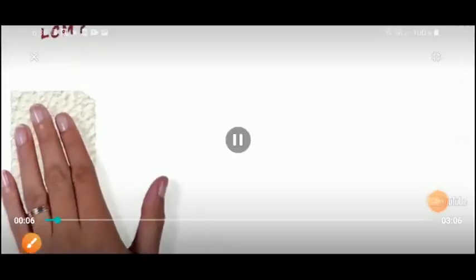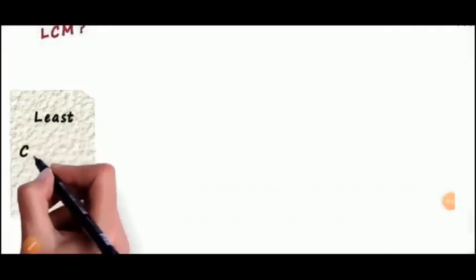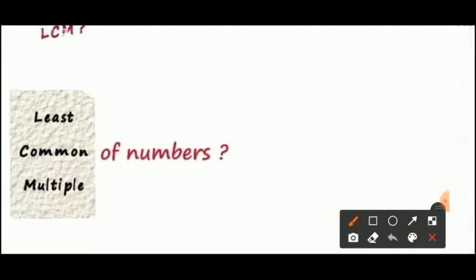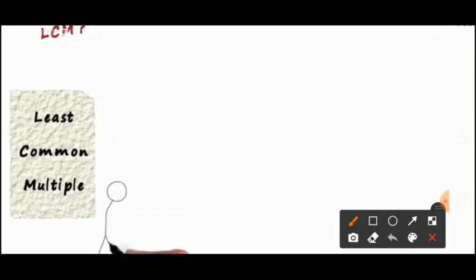What is the meaning of LCM? Least common multiple. Then what does the least common multiple of numbers mean? First of all, we need to think about the meaning of these three words: least, common, multiple. So first of all, we will start from the backward. What is the meaning behind multiple?